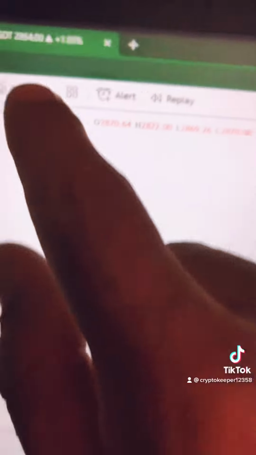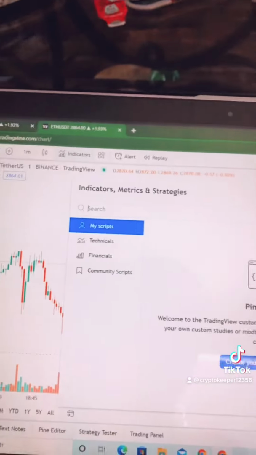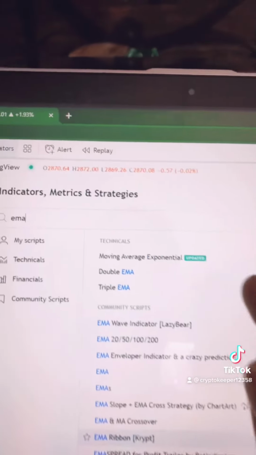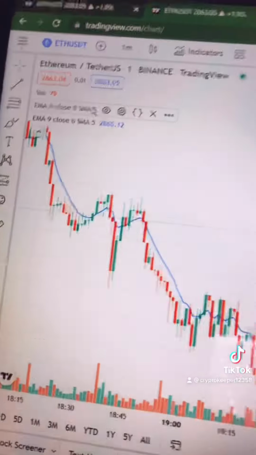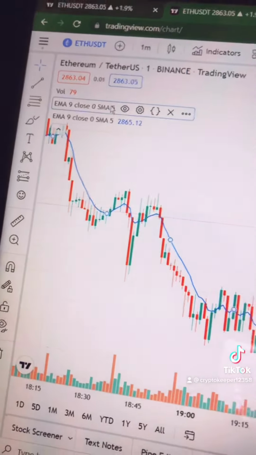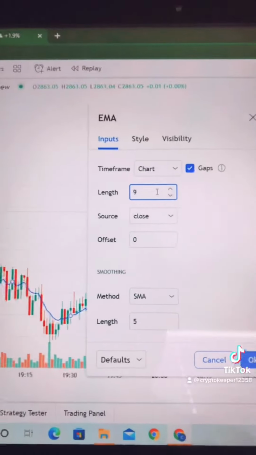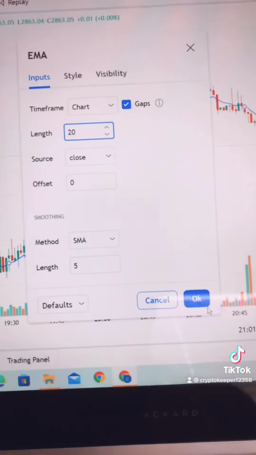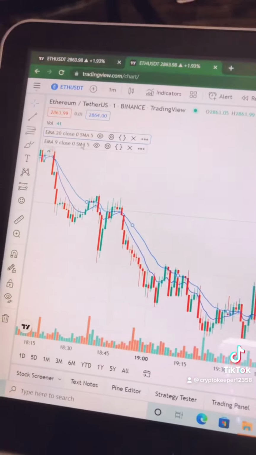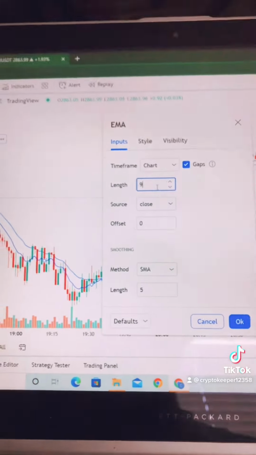Go to indicators. Type in moving average exponential, or MAE for short. Make sure to click this twice and insert 2 EMAs into the chart. What we want to do is double click the first one and change the length to 20 and press OK. Next thing we want to do is double click the second one and change the length to 50.